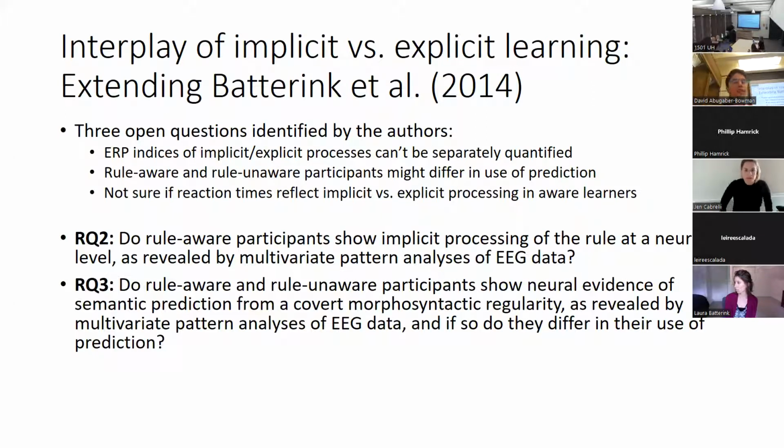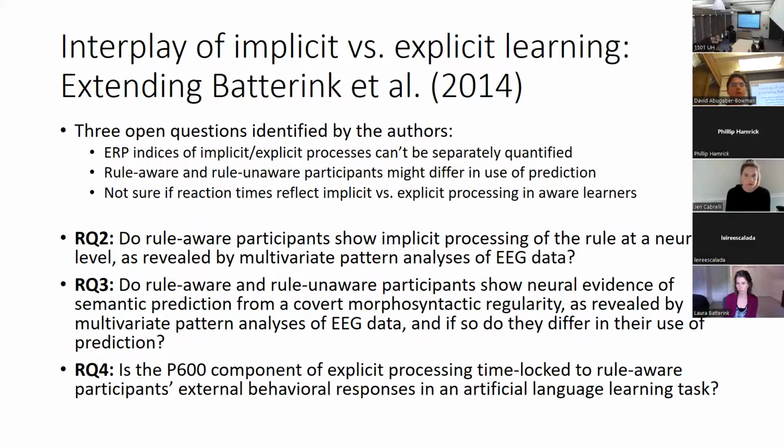Research question 3 asks if rule-aware and rule-unaware participants show neural evidence of semantic prediction from covert morphosyntactic regularity, as revealed by MVPA analyses of EEG data. And if so, do they differ between each other in the use of semantic prediction? And the last question asks, is the P600 component of explicit processing time-locked to rule-aware participants' external behavioral responses in an artificial language learning task?